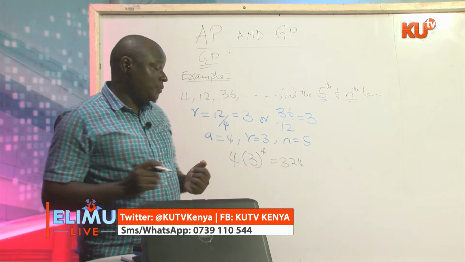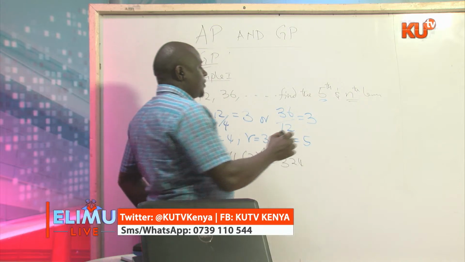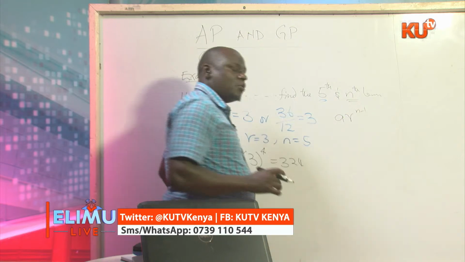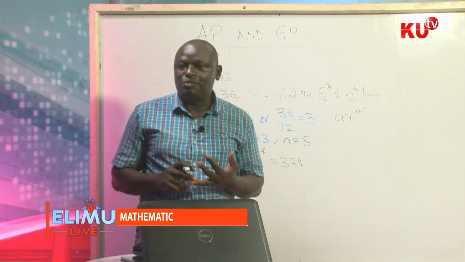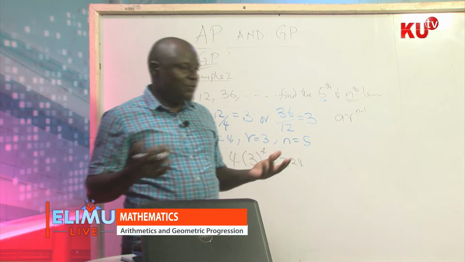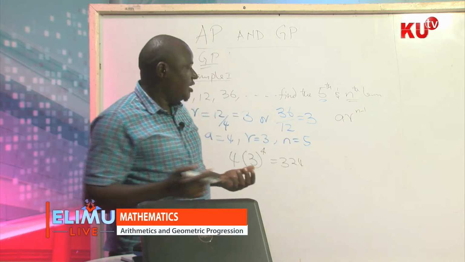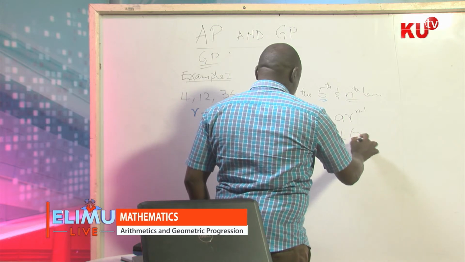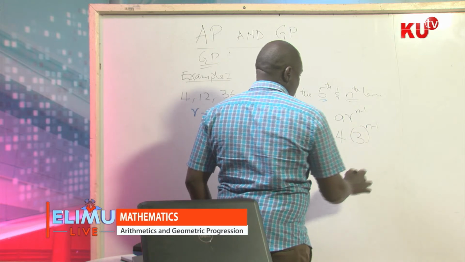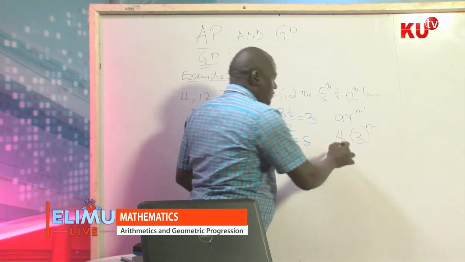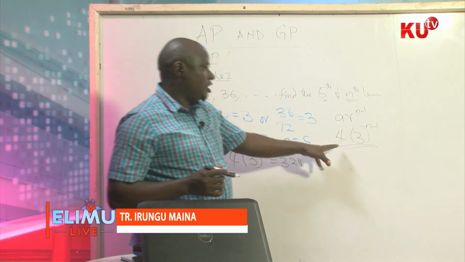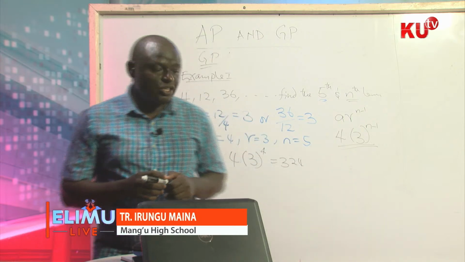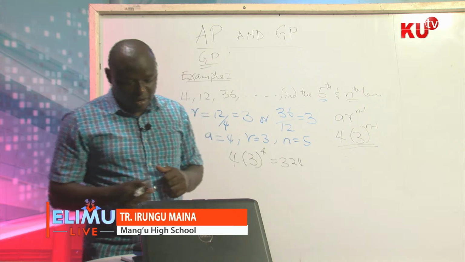Nth term is the general term. We said that it is given by A R raised to power N minus 1. We have A, we have R, but we do not have N, because we do not know what it is. It can be anything. In that case, our A is 4, our R is 3, raised to power N minus 1. So our nth term can be left in that manner as 4 into 3 raised to power N minus 1.